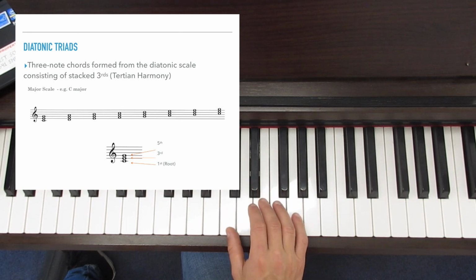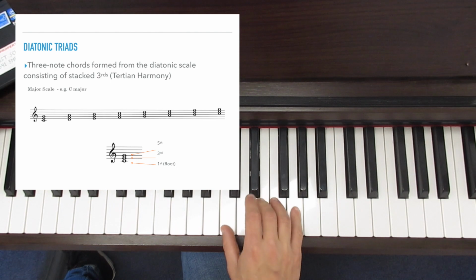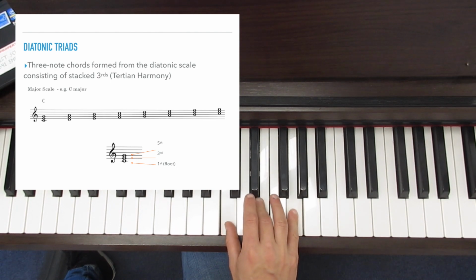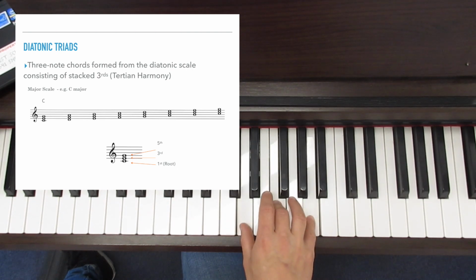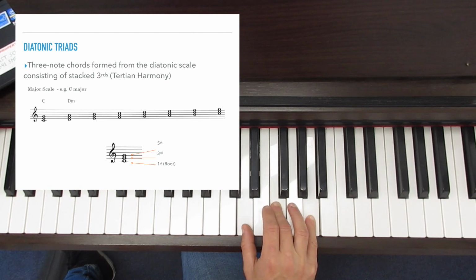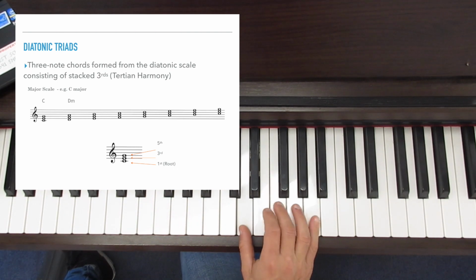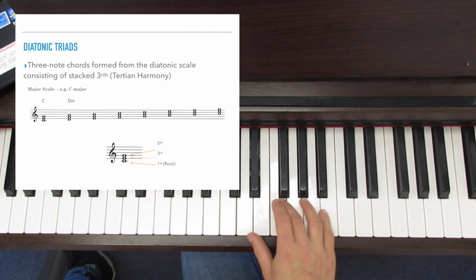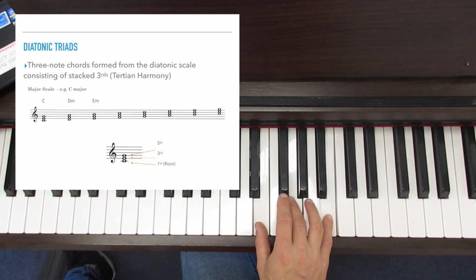So in a major scale, the first chord of a major scale is always major. So we've got our C major in this example. The second chord in that scale is always minor, so we've got D minor. Remember, the minor chord has a minor third at the beginning. The third chord of the scale is minor as well.